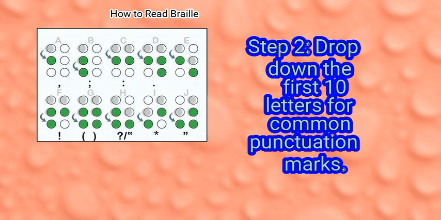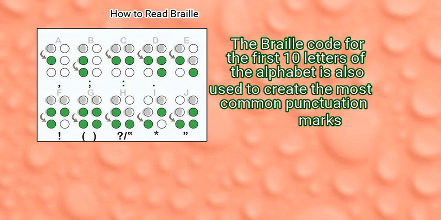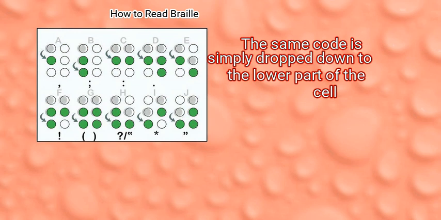Step 2. Drop down the first 10 letters for common punctuation marks. The Braille code for the first 10 letters of the alphabet is also used to create the most common punctuation marks. The same code is simply dropped down to the lower part of the cell.